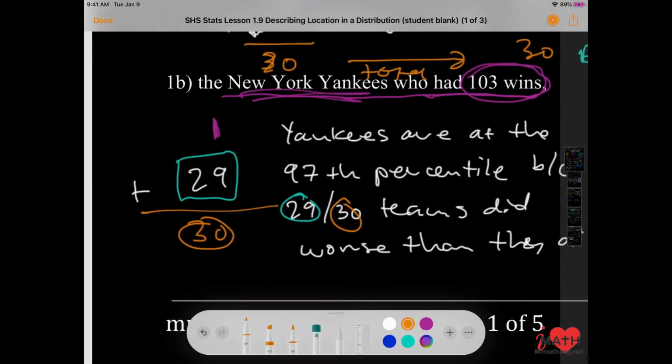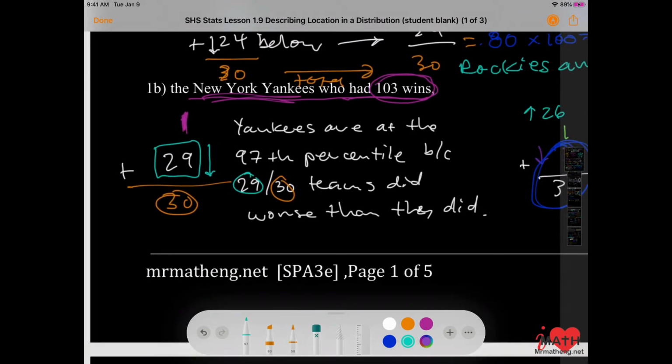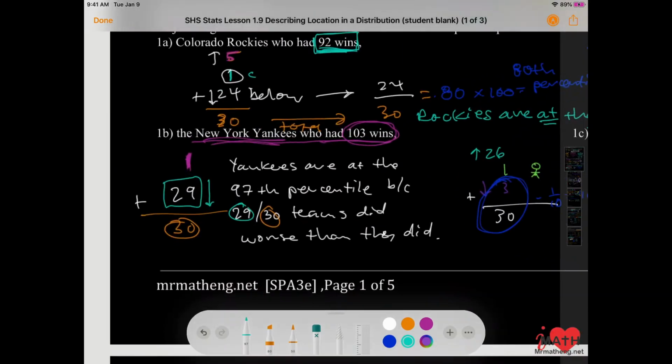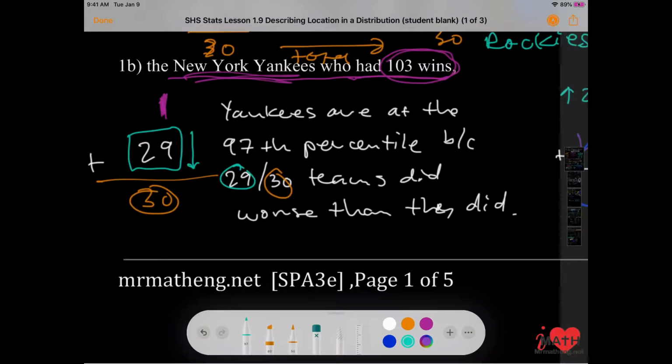Okay, so what does that mean? So if the Yankees are, again, this is my visual, they are the only one, right? They're at the most. They had the most wins that year. That means there are 29 teams below them. Well, 1 plus 29 gives you the 30 teams in the Major League Baseball. So 29 teams below divided by the total, Yankees are at the 97th percentile. How did I get that? 29 divided by 30 and then multiply by 100. They're in the 97th percentile because 29 out of 30 teams did worse than they did.